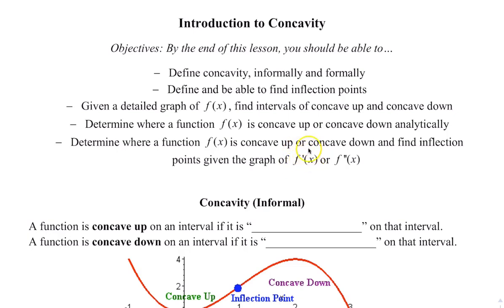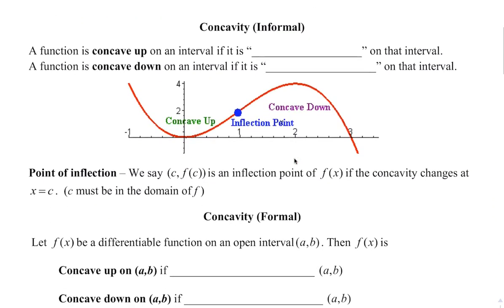F prime of x is the hardest one. This one's easy. That one's not too bad. This one's the difficult one. Okay, let's talk about informally what concavity means.